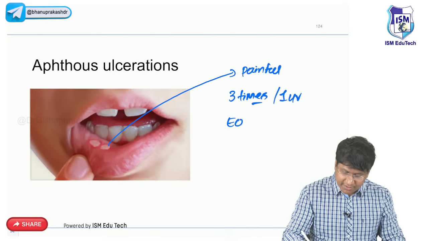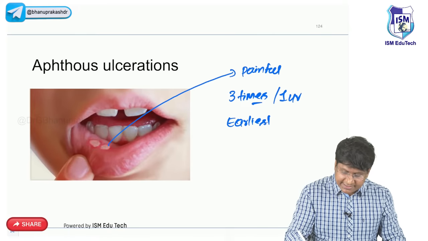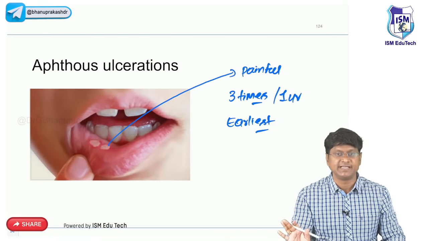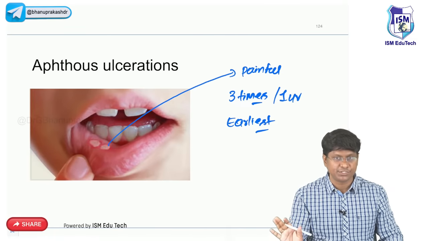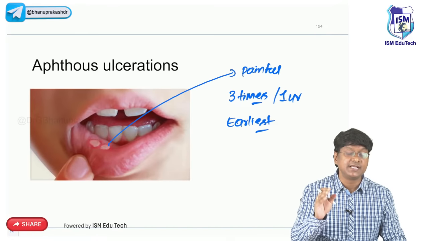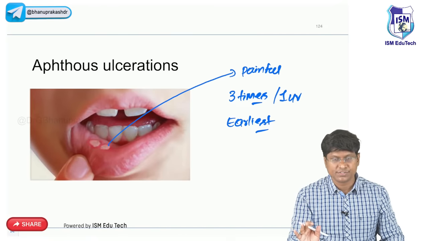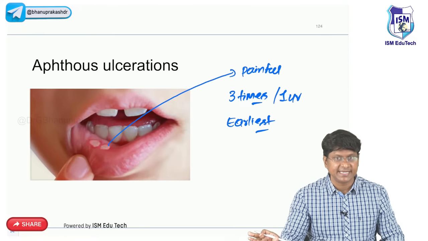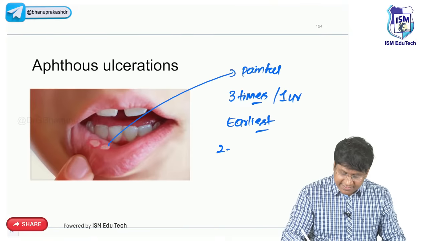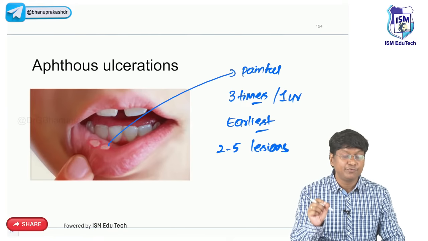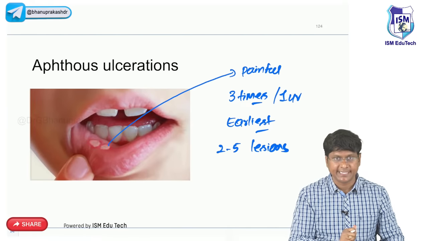And your aphthous ulceration, they are the earliest manifestation of the Behçet's, okay? And this aphthous ulceration, we consider it as sine qua non for the diagnosis. That means if your recurrent aphthous ulcers is not there, then it is not Behçet's at all. And whenever these lesions appear, you will have 2 to 5 lesions per attack, okay?